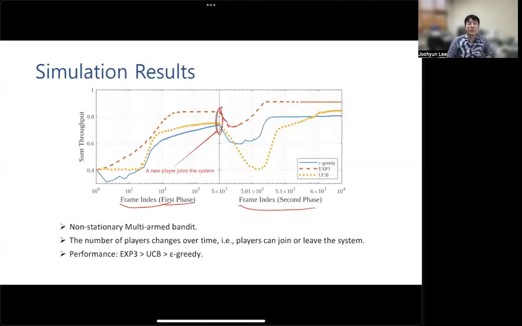So this is why we adopt moving average reward to adapt to environmental changes. Even in non-stationary environments, our algorithm can adapt to those environmental changes. Again, the performance is the best for EXP3, and then UCB is better than epsilon greedy, and epsilon greedy performs the worst, but epsilon greedy still learns and achieves higher throughput as time elapses.